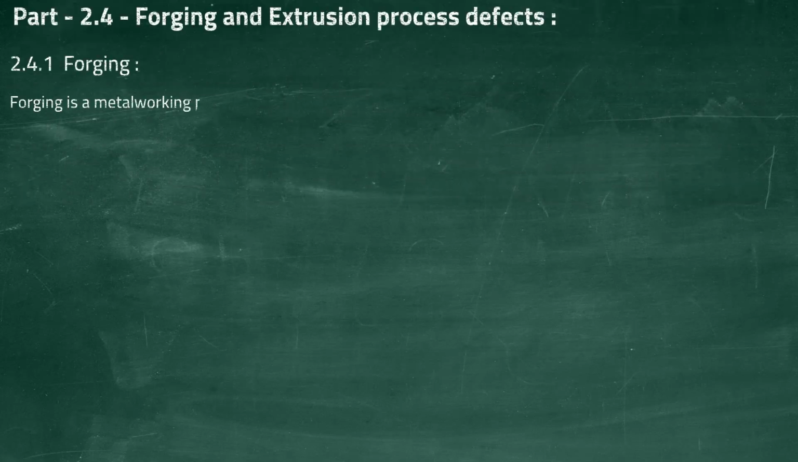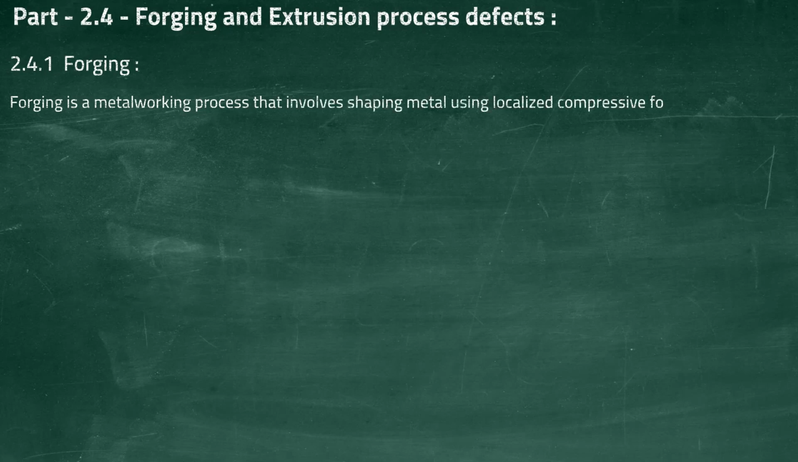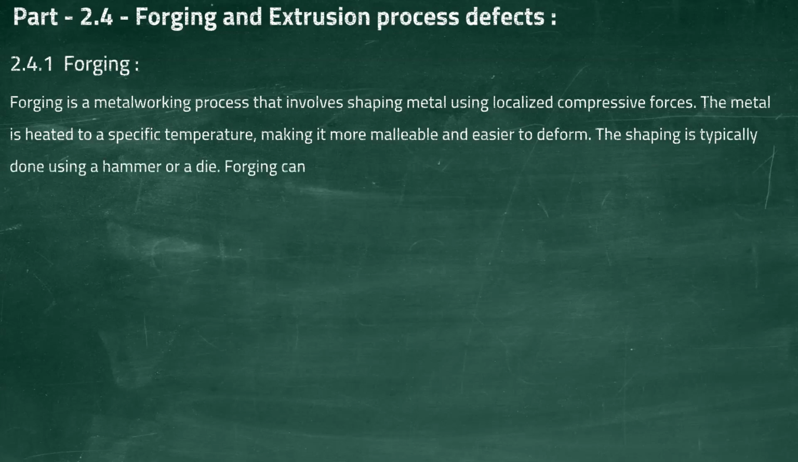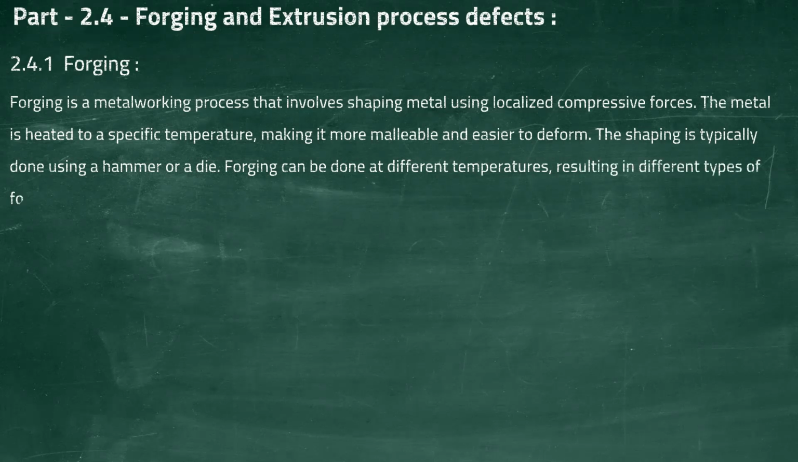Forging is a metalworking process that involves shaping metal using localized compressive forces. The metal is heated to a specific temperature, making it more malleable and easier to deform. The shaping is typically done using a hammer or a die. Forging can be done at different temperatures, resulting in different types of forging.